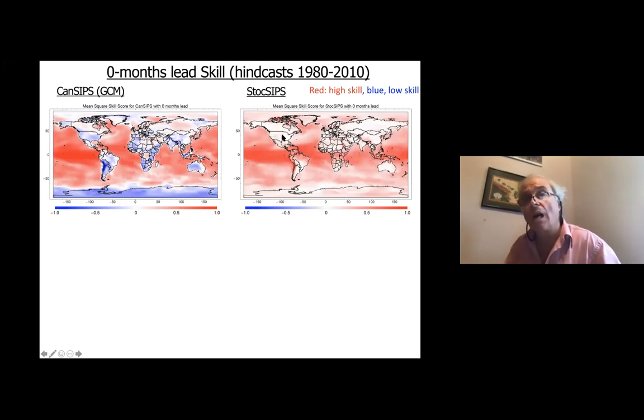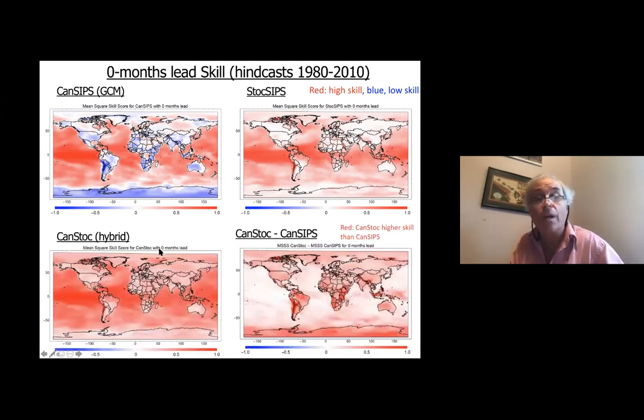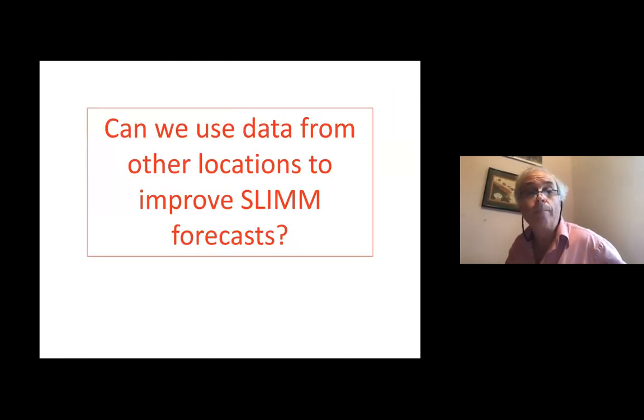Here, STOCKSIPS does a bit better. It's not great skill over land, but at least it's positive. And interestingly, you can combine the two in a hybrid, which does better. This shows the improvement of the hybrid with respect to CANSTOCK. It actually improves things the most over land, which is, of course, where you need the skill the most. So that's actually been very successful.